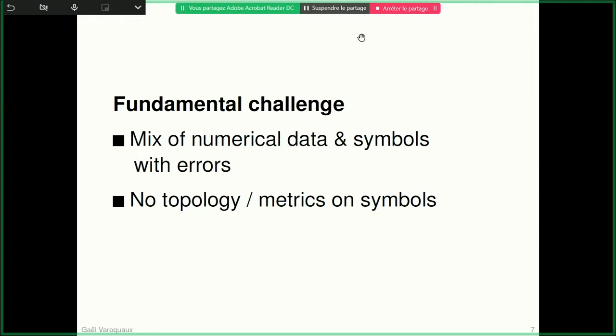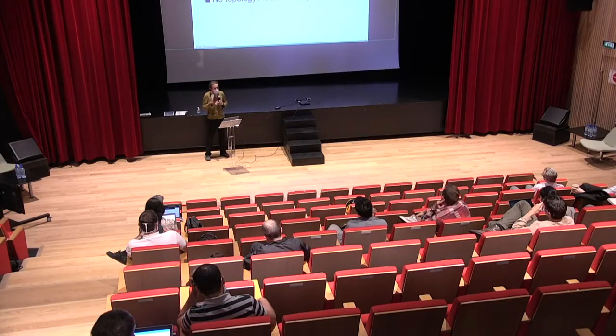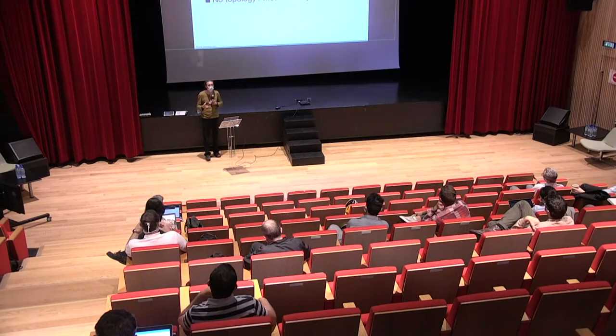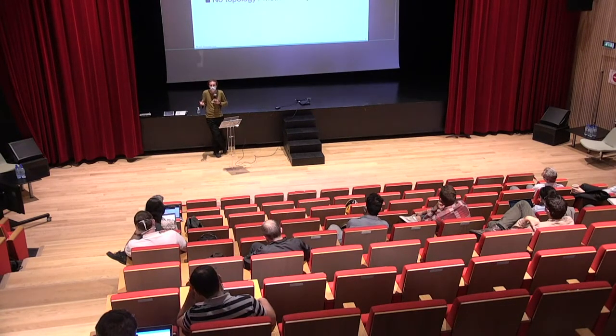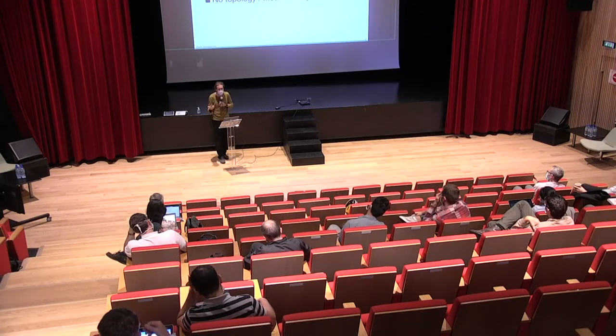And so I'll claim that there is a really fundamental challenge here, which is that we have a mix of numerical data and symbols, and we have errors. And there's no topology or metric on the symbols. This is very hard because it's very hard for me to model my noise, and to impose some statistical regularities on the model. So I will claim that the fundamental challenge is that of symbols or entities with noise that are linked with other sources of information. And this is what we're interested in at LearnI, doing statistical analysis with this kind of challenge.